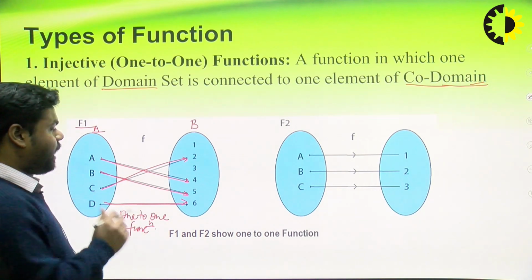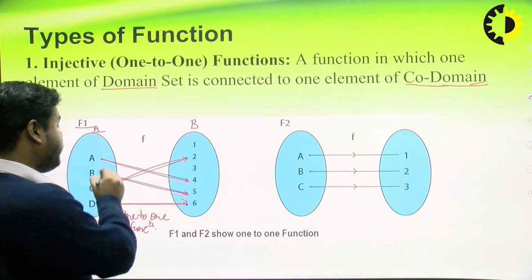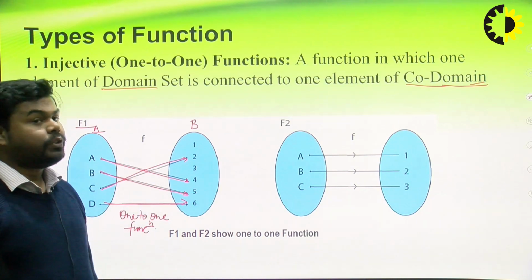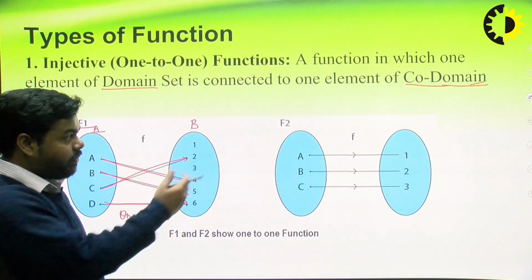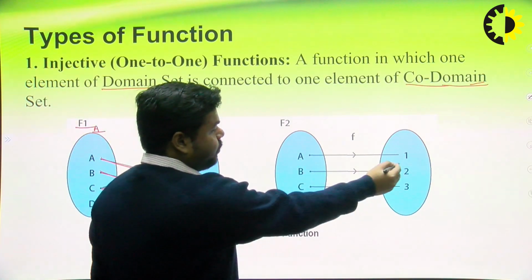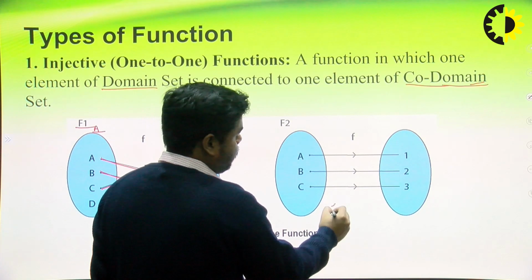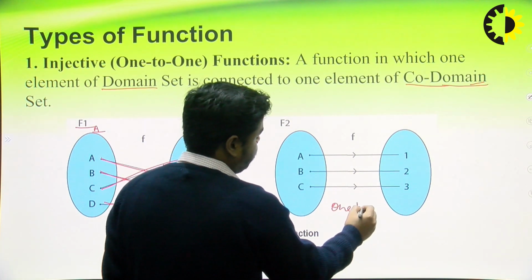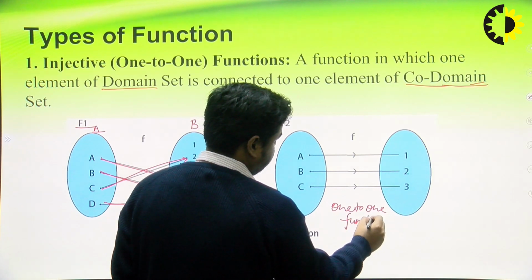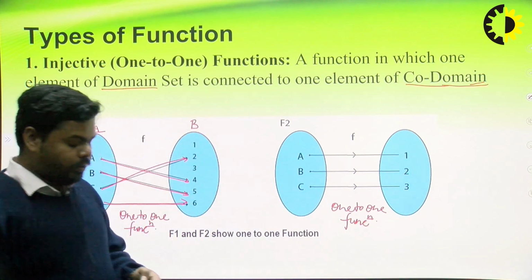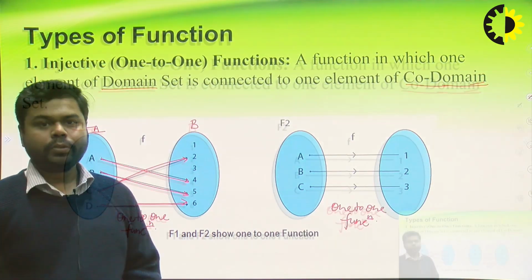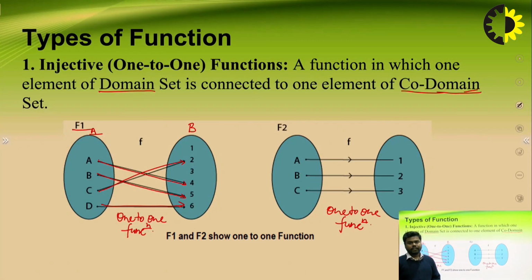They are not connected with multiple elements. If I say that a is connected to 4 and a is also connected to 5, then it is not a one-to-one function. Like in function 2, a, b, c are connected to 1, 2, 3, so it is also a one-to-one function. Now from these 2 examples you can understand what an injective function is.